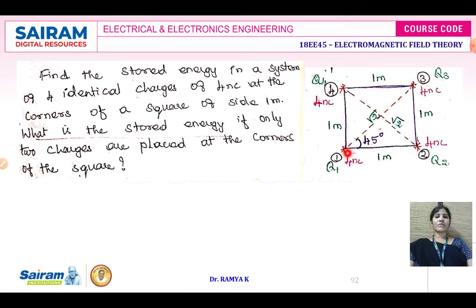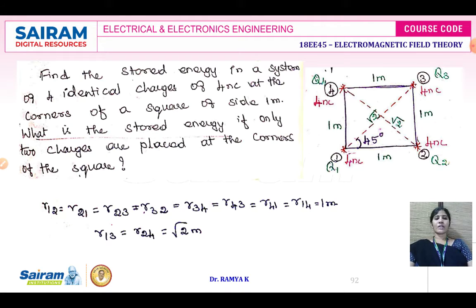You have the 4 identical charges Q1, Q2, Q3, Q4. All the 4 charges are identical, whose value is 4 nanocoulomb, and are placed at the corners of the square. The side of the square is going to be 1 meter. What is the energy stored? What is the stored energy if only 2 charges are placed at the corners? Either these 2 charges or these 2 charges, if it is placed, what will be the energy stored? So, 2 conditions you need to identify.